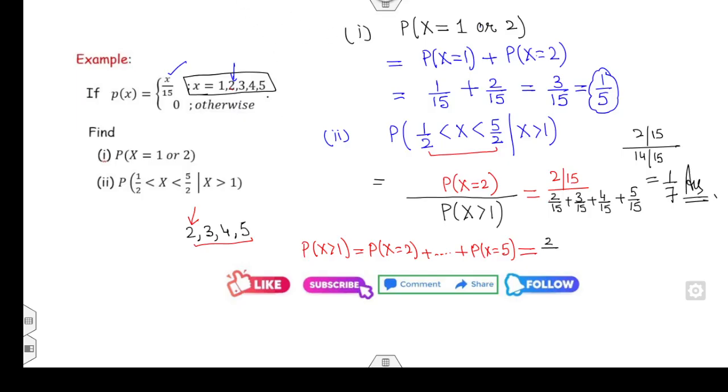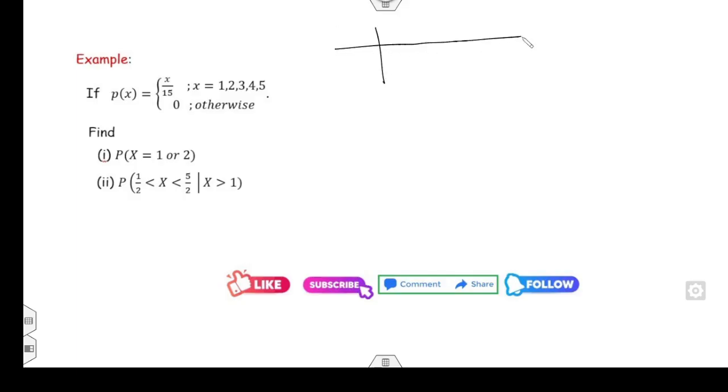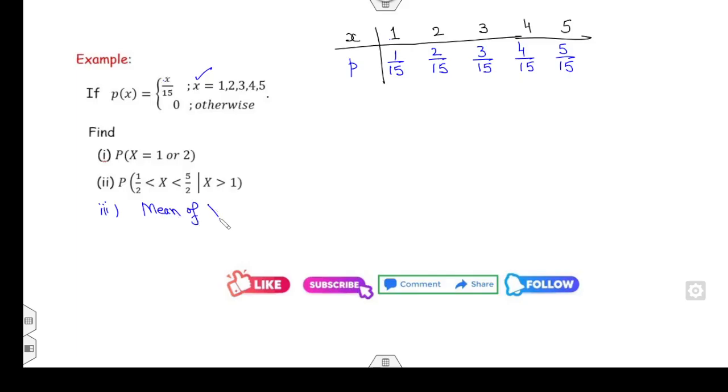Otherwise, you can also solve the problem in this manner. You can write the table, find the value of x is 1, 2, 3, 4 and 5. The corresponding probability when x is equal to 1, answer is 1/15. X is equal to 2, 2/15, 3/15, 4/15, 5/15 and then you can get the answer. And if you are asked for the mean of x, then again you can easily calculate that this number is x into p. You can multiply them and get the answer.